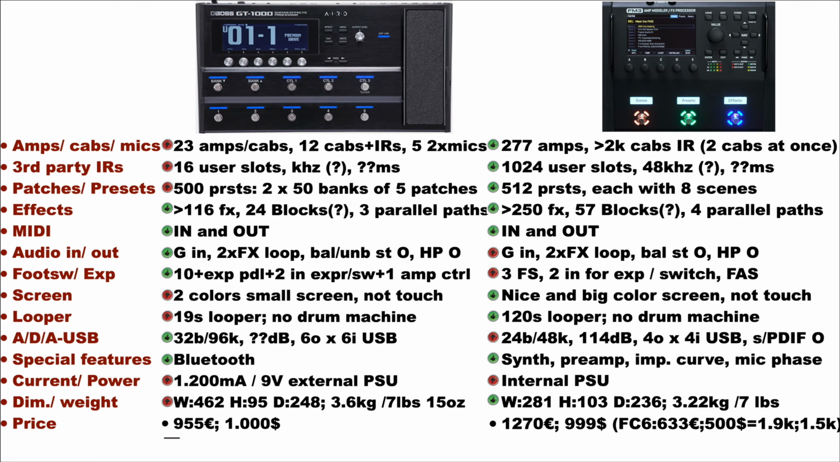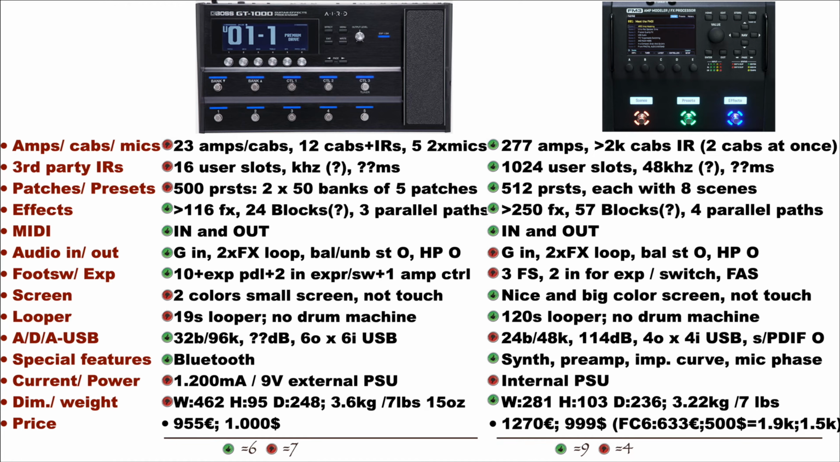So finally, let's count the green and red thumbs. We have 6 green thumbs for the BOSS GT1000 with 7 reds, and 9 green for the FM3 with 4 reds. So the FM3 is slightly better.